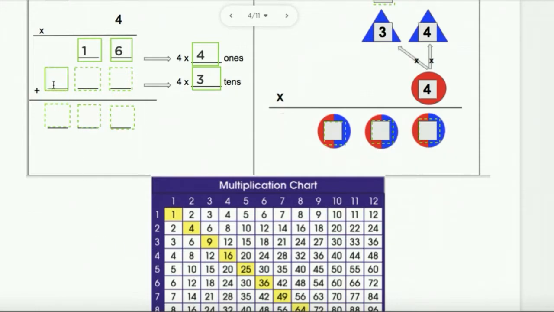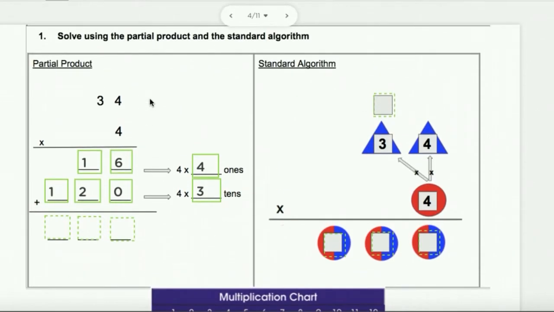Good job. Yes, 120. And now the last step tells us we have to add them together. Starting in our ones, 6 plus 0. Oh, we know this. What's 6 plus 0? Good job. 6. What's 1 plus 2? Fantastic. 3. And what's 1 plus nothing? Awesome job. 1.